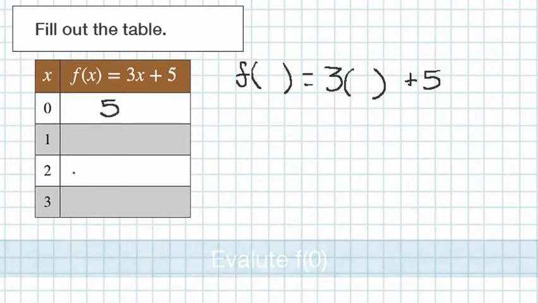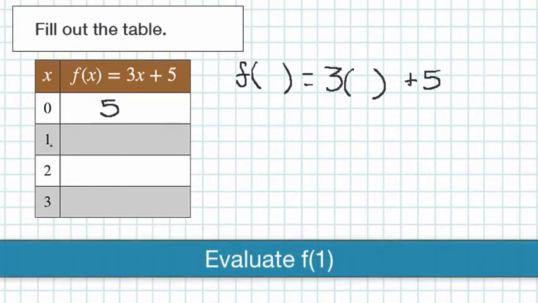Now let's go ahead and try to solve the same thing with an input of 1. So I'll put 1 in for x. In this case, 3 times 1 is 3. And we'll continue to add the 5. And in this case, then, our answer would be 3 plus 5, which is 8. And we can put 8 into the table. So our input is 1, and our output is 8.